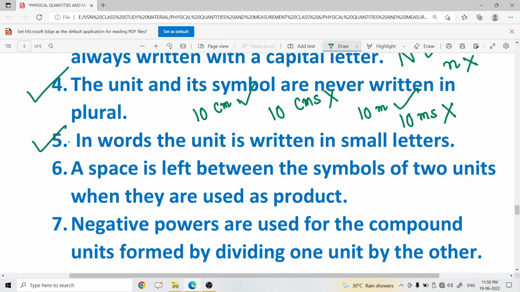Now the fifth convention: in words, the unit is written in small letters. If you write some unit in words, then you write it in small letters. Like centimeter, written in small letters, this is correct. Otherwise, if you write it in capital letters, CENTIMETRE, then this is wrong. So if you want to write the unit in words, you have to write in small letters.